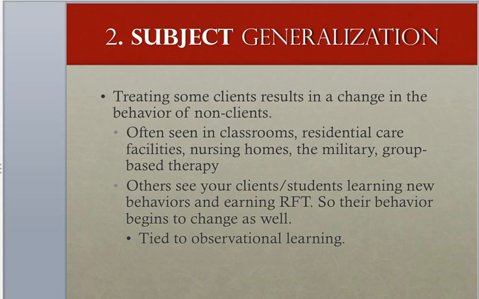We often see this in classrooms where you target a couple of kids and get them going, maybe using a special reinforcement system, and then suddenly other kids are trying to earn those reinforcers too. It happens in residential care facilities. It happens in nursing homes, in the military, in group-based therapy. It's very interesting that you treat a few people and others try to jump onto the bandwagon. Others see your clients and students learning new behaviors and earning new forms of reinforcement, and so their behavior starts to change as well. And it's probably tied to our human tendency to learn through observational learning.